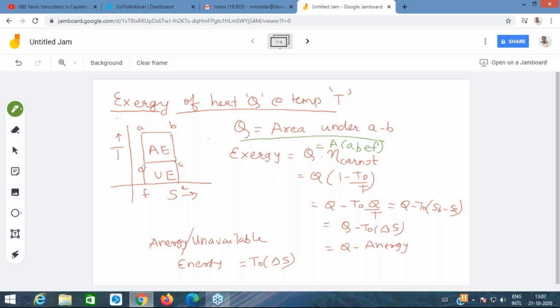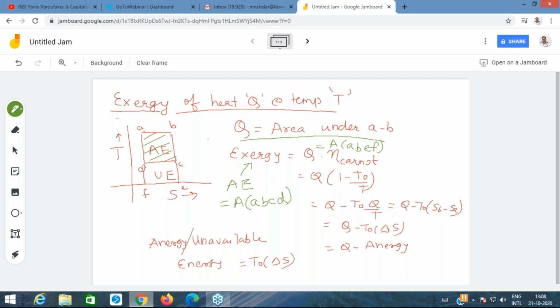Now, of this ABEF, not all the heat is exergy. Not all the heat is available energy. Then how much is the available energy? The available energy would be the area ABCD. The available energy or exergy would be the area ABCD. So if I use a green pen for showing available energy, this is the available energy. So the green hatched area is the available energy.